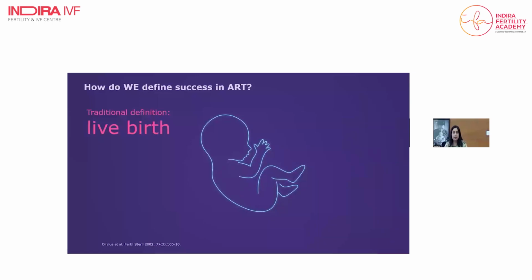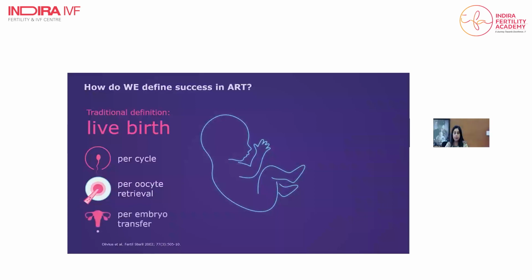So if you were looking at literature, or if you're looking at your KPIs or your audits currently, traditionally we've defined IVF success as live birth per cycle started, per oocyte retrieval, and per embryo transfer. So you start a cycle, you have an oocyte retrieval and the first embryo transfer, whether it is successful or not successful, and that is the traditional definition of live birth, which is again used even now.